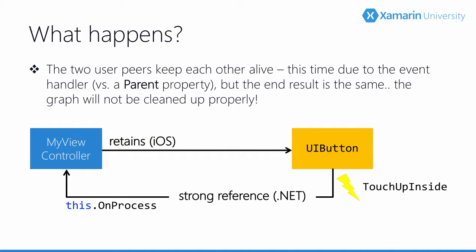And so here's a look at this. Let's just break it down as to what's happening here. On the native side, the view controller itself will retain the UI button because it's in the visual tree. So we've added the button into the view state of iOS, and therefore it will bump the retain count to make sure it stays alive.